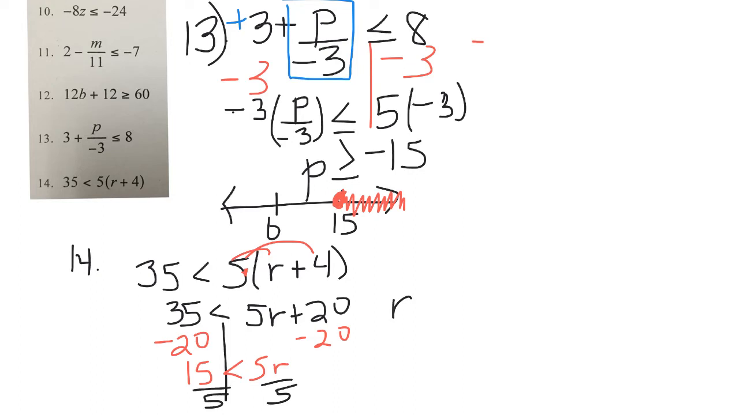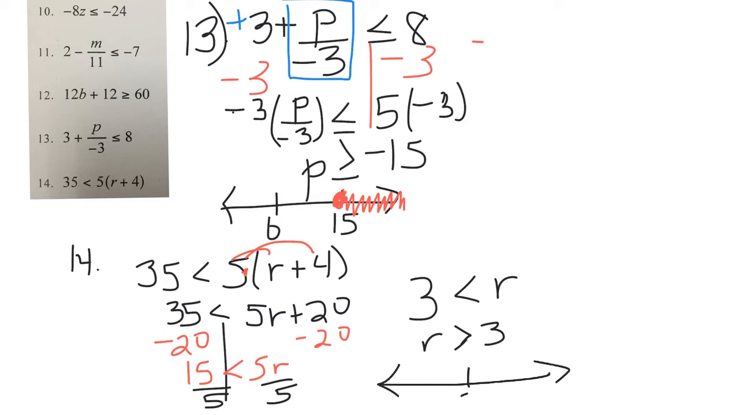3 is less than r, which means r is greater than 3. Remember what I said about keeping it in the same orientation. It's open to the r, it has to stay open to the r. And then I would like to graph it from there. 0, greater than, closed circle. 0 is not greater than 3, so we're going to shade to the right.